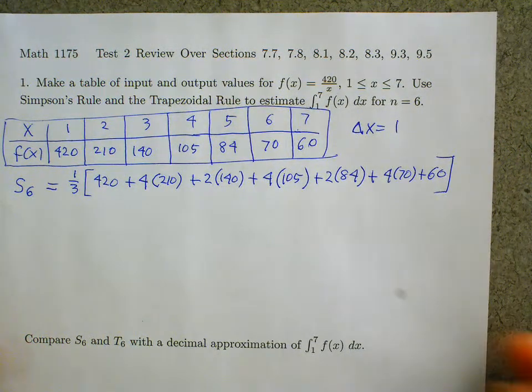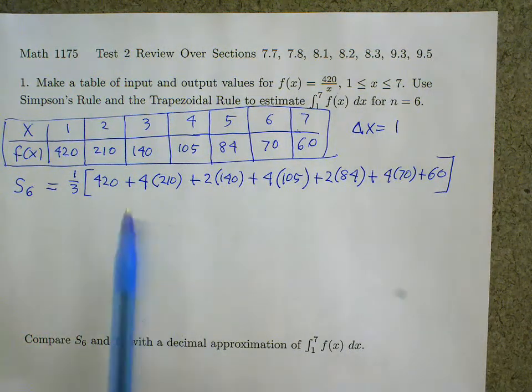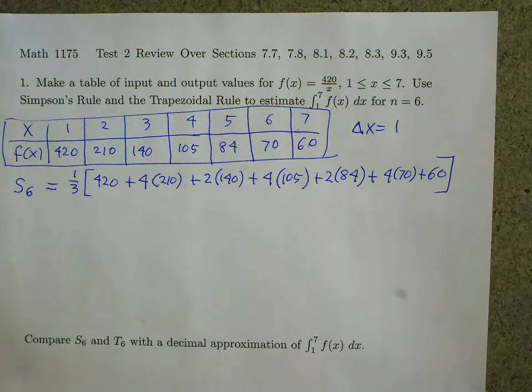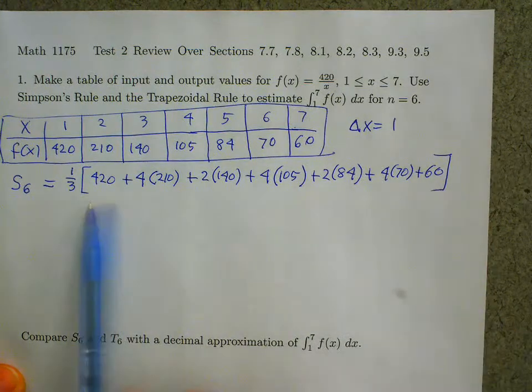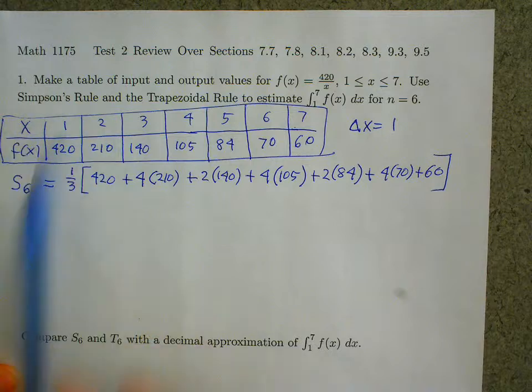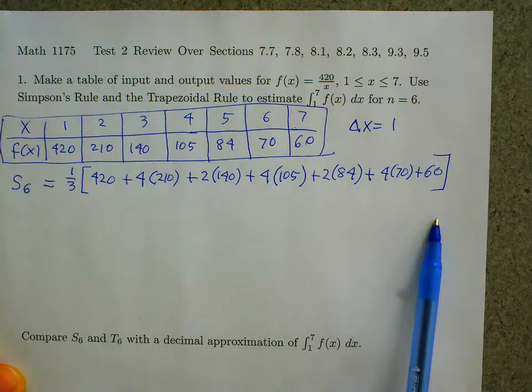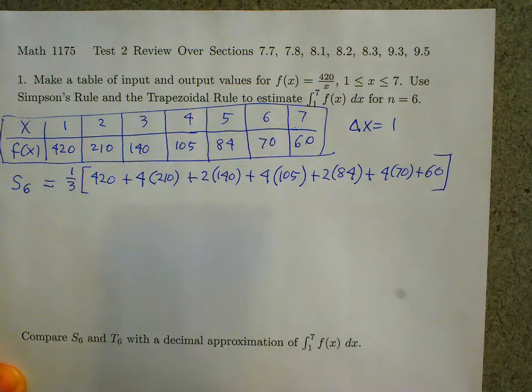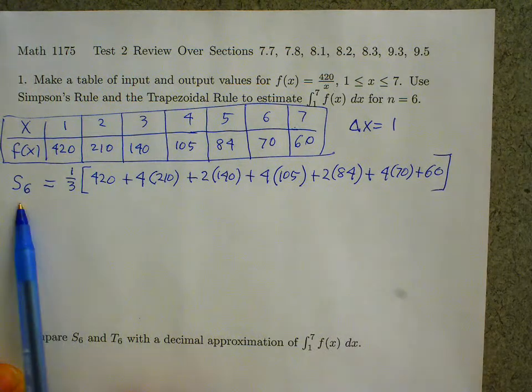So whatever that number is, I'll let you do that. That's pretty simple to add up. Just remember the Simpson's rule formula for estimating a definite integral. You can review that in the textbook if you don't already have it memorized.